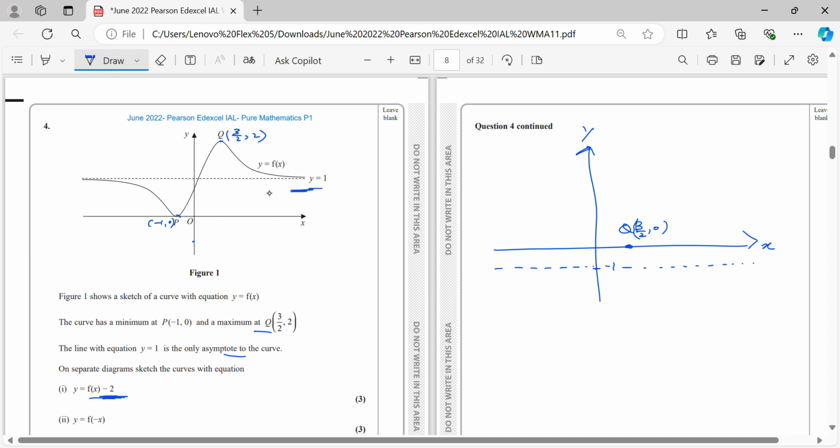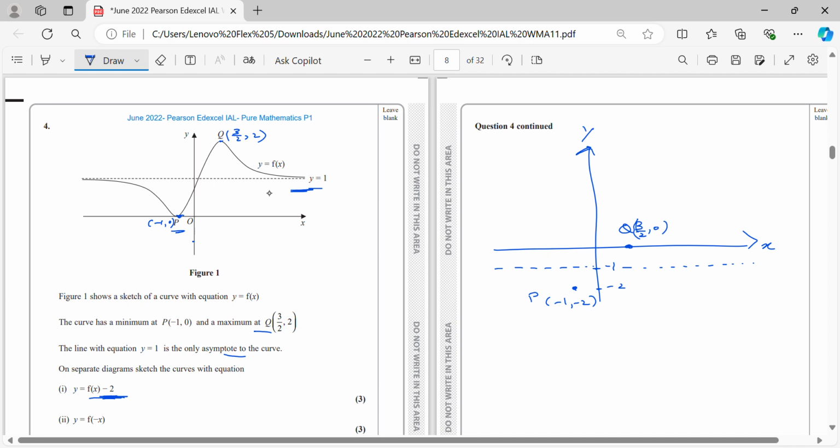Now let's look at point P. Point P is minus 1 and 0. From 0, I have to shift it 2 units down. So this would be negative 2. So let's say negative 2 is somewhere here. So P is negative 1 and negative 2. So this is P, which is negative 1 and negative 2. All right. So we have plotted the points. It's time to just sketch it.